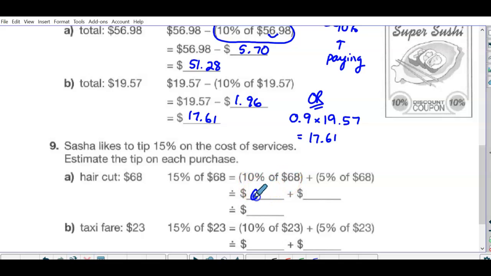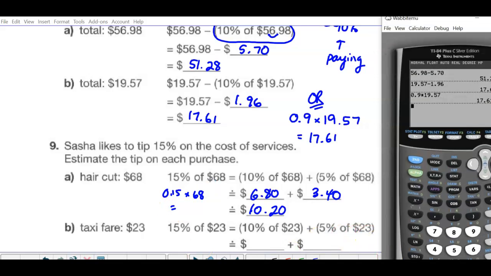So 10% of 68 is 6.8. 5% would be half of this, which would be 3.4. So 15% would be, adding those together, would be 10.2. Now I should put zeros in because it's money. So $10.20. Faster way is just to do this, 0.15 times 68 is 10.2, right? And with the dollar symbol. Okay.